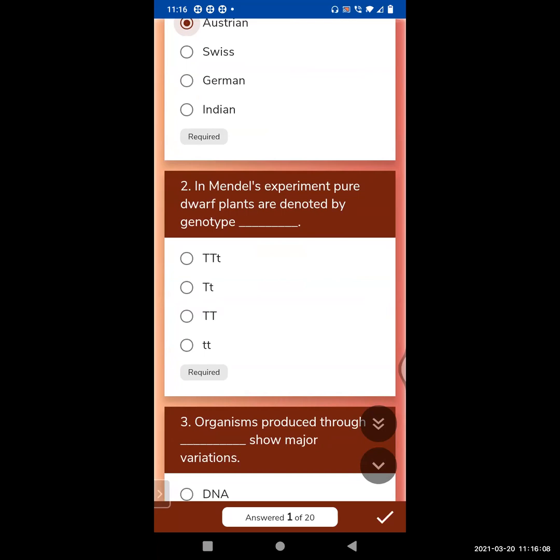In Mendel's experiment, pure dwarf plants are denoted by genotype dash. Yes, Krish.